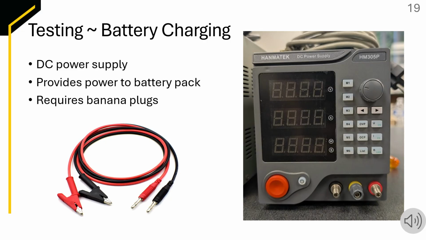To test the battery pack, we need to simulate real-world scenarios by charging and discharging it with the proper devices. To charge a device, we use a DC power supply that provides voltage to a battery pack. The one we use is this model here, the Hanmatek HM305P, borrowed from Dr. Gibberti from the Electrical Engineering Department, and it has terminals that take banana plug test leads. This is essentially the equivalent of charging an EV in our experiment.